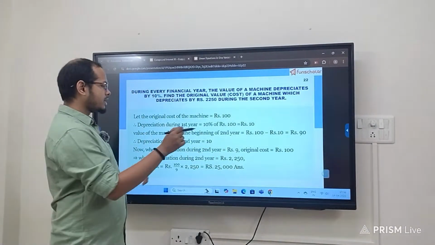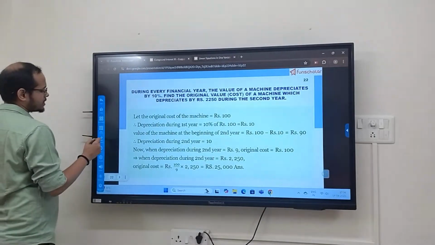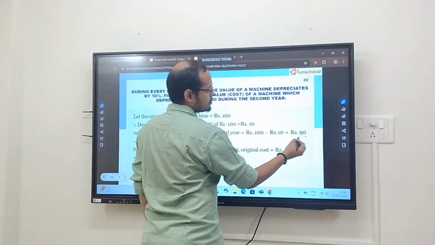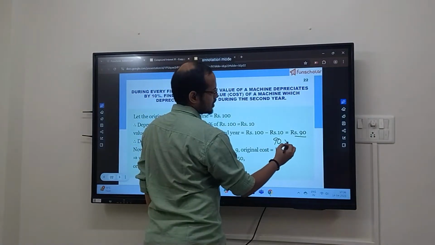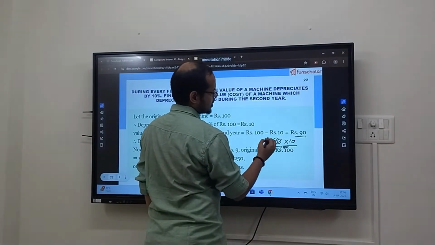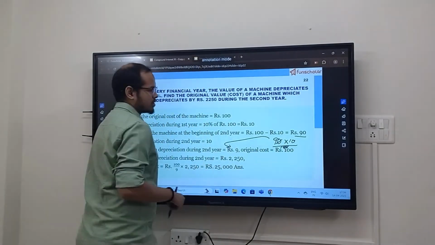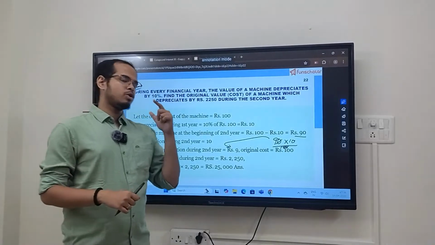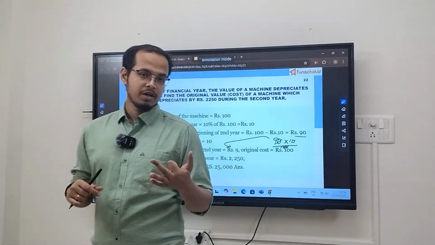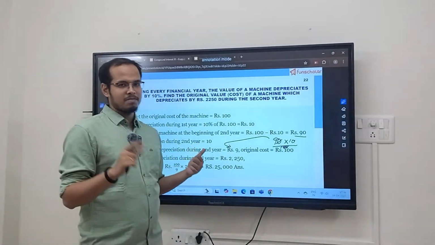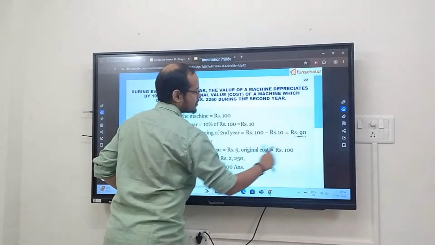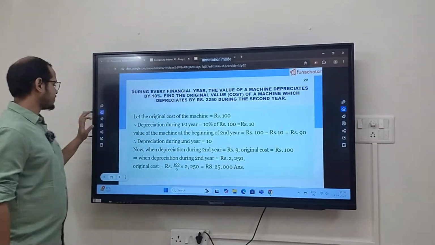Depreciation during the second year is rupees 9. How did this 9 come? You might think 10 should come, but 10% of 90 is 9. This 9 is going to come down here. The first year depreciates by rupees 10, the second year by rupees 9, the third year by 8.1. Like that it will keep on depreciating by 10% every year.